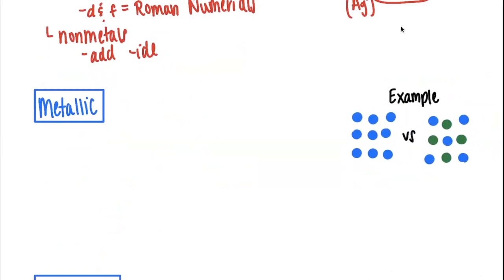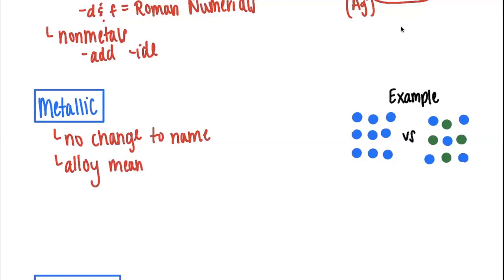So for metallic, actually, I'm totally going to give this beginning part to you. There is no change, right? We call silver silver. We call gold gold. There is no change to the name. The only difference is we use this word called an alloy. Mercedes, you remember? Alloy, does it mean pure or not pure? Pure. Not pure. Yeah, not pure.